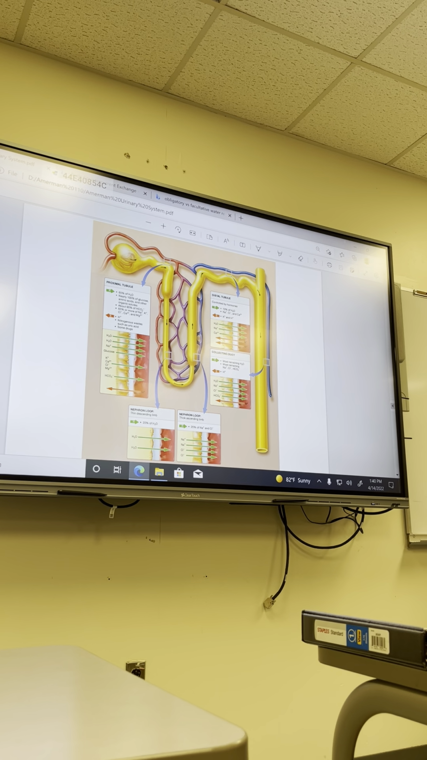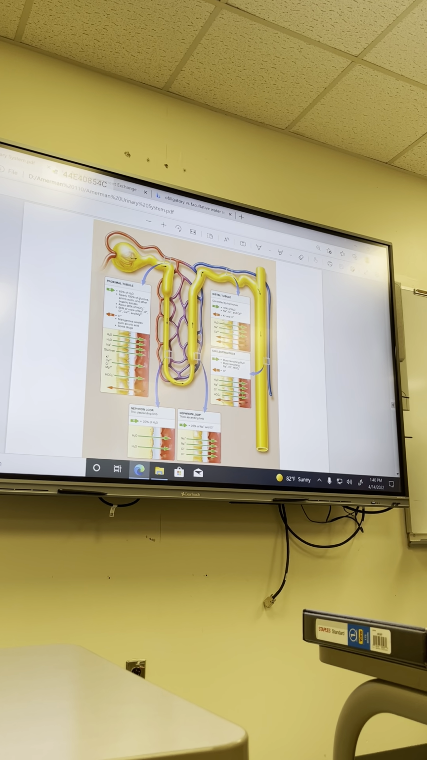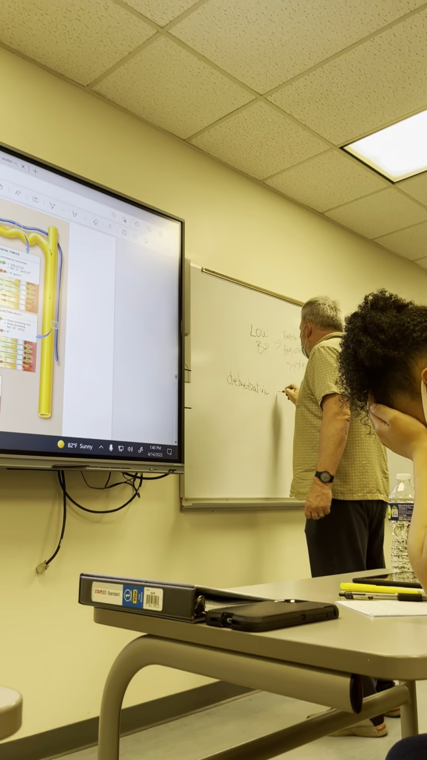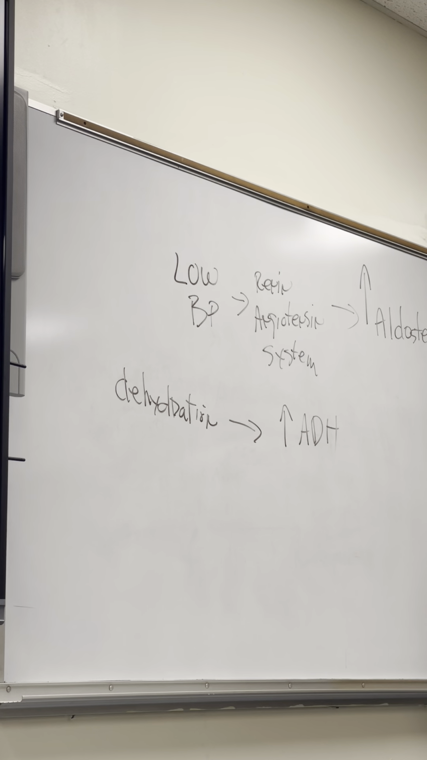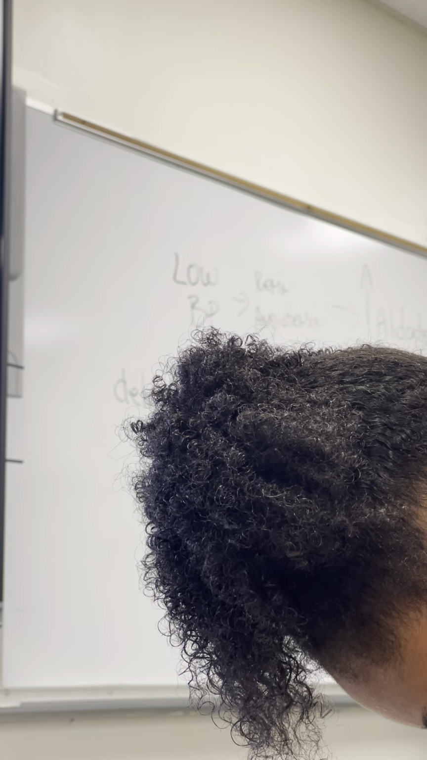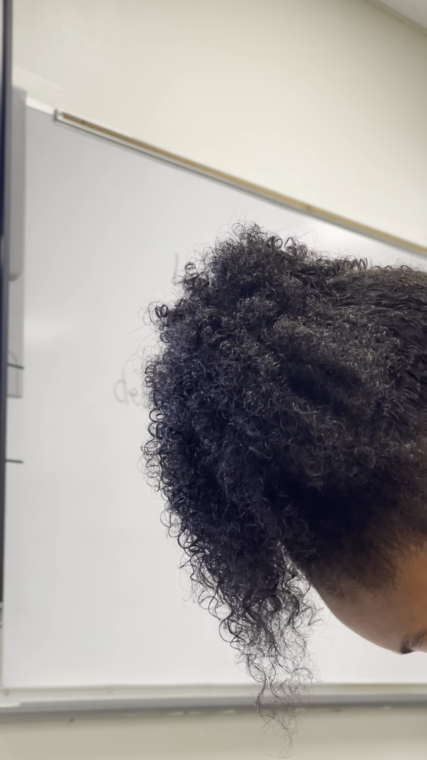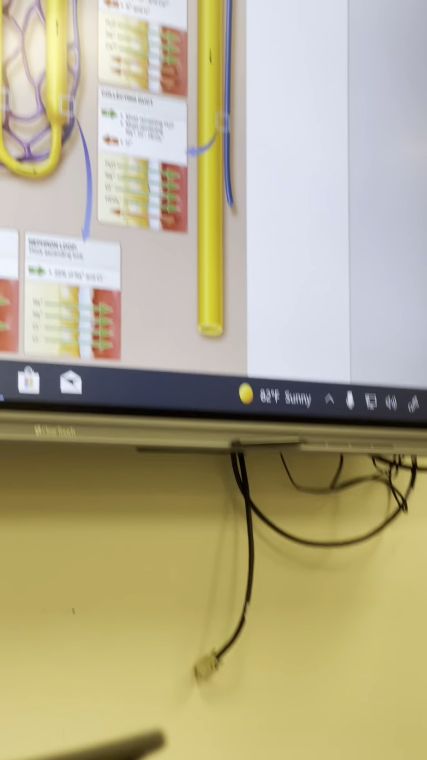So if you are dehydrated, you'll secrete ADH, and as you pull that pure water out of the forming urine, you will produce a very low volume of very concentrated urine.